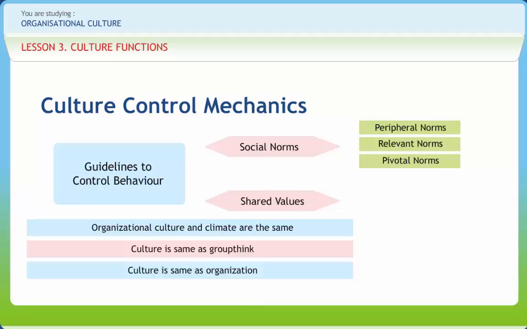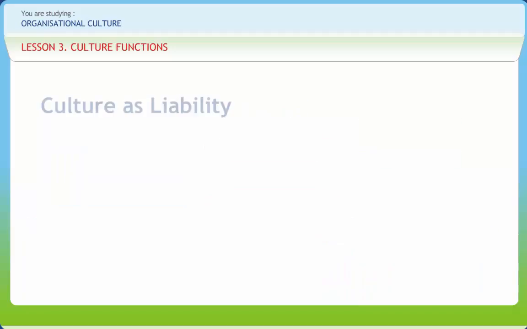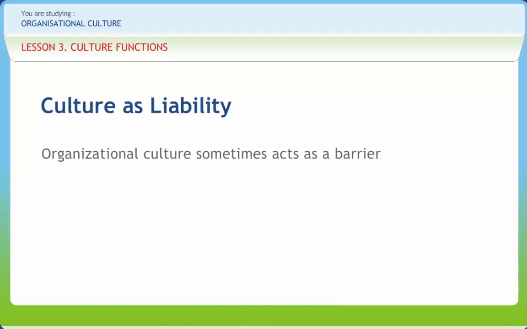Myth number 4. A few people think that culture is a social structure. Social structure is an arrangement in which people interact openly, but culture operates on a system of unseen, abstract, and emotionally loaded forms. Though culture is seen as an asset to the organization, it can also be a liability.